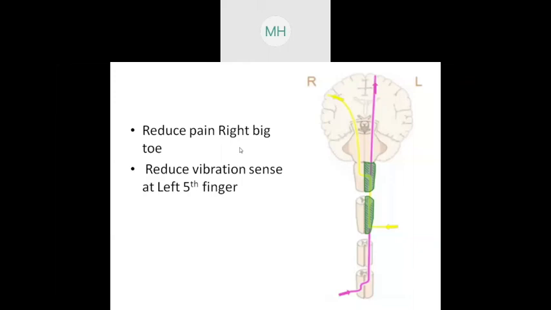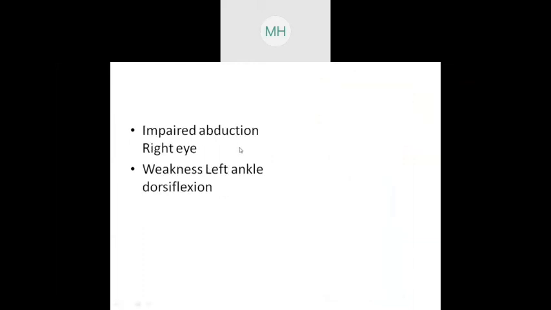So what I want to highlight in this slide is that sometimes in localization you won't get only one particular area. Sometimes you can have a guess of one or two areas. Like this one, it may be from the upper cervical medulla. For the next one, right impaired abduction, weakness, left ankle dorsiflexion.